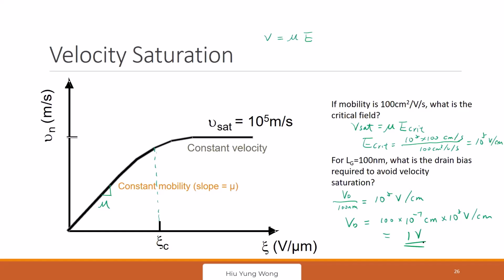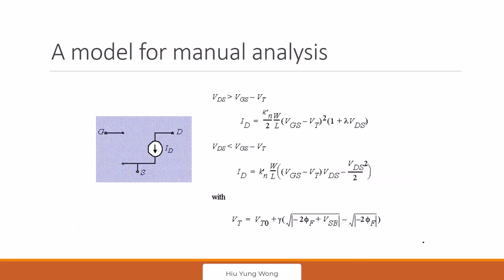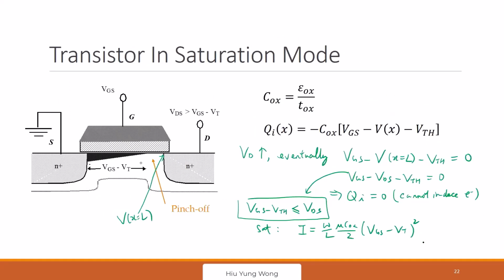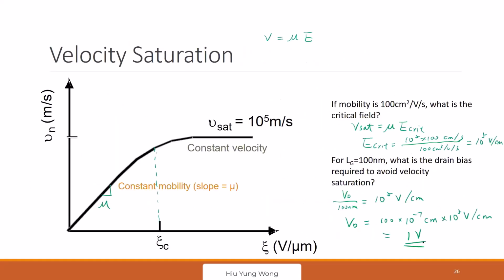So what is the conclusion of today's class? All you have learned are wrong, because I've been assuming constant mobility when I derived this equation. But now we are dealing with very short channels, 100 nanometer or smaller. We need to consider the saturation velocity.